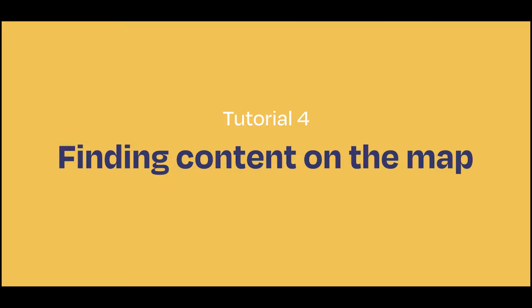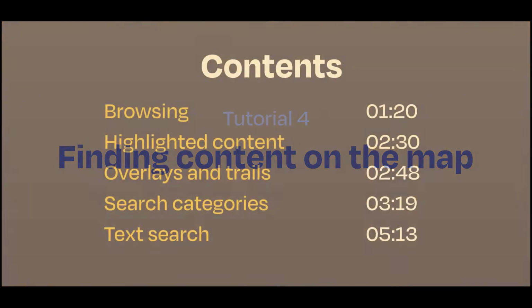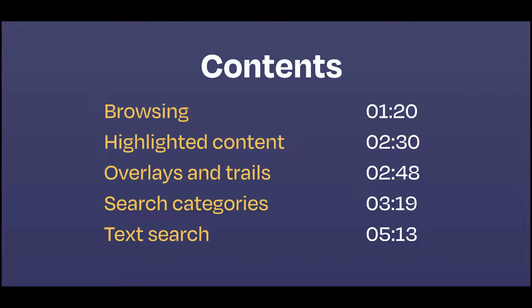There are several different ways of navigating Layers of London. We're going to look at browsing, highlighted content, overlays, trails, search categories, and text search. On the screen is a table of contents. If you would like to skip to a specific way of finding things, go to the timestamp shown next to the method.